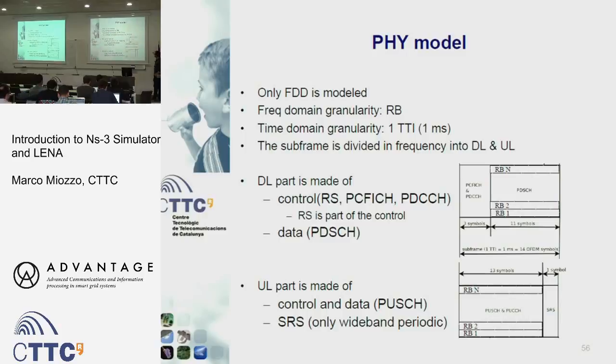This is the data part of the physical model, and this is the control part, where we have the reference signal, the controlling signal, what we usually also call pilot, and the control part that defines how these resource blocks are allocated to users. In the uplink, since the allocation is already done by the node B, we have directly the resource blocks that the UE sends to the node B, and also the sounding reference signal, which is the equivalent from the UE side, for the node B to measure the quality of the signal of the user devices.